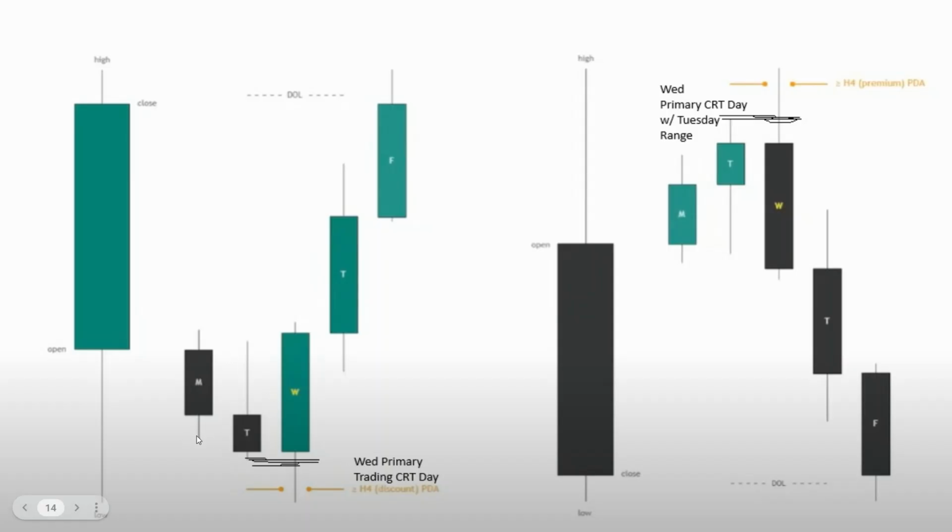Wednesday ideally sweeps below Monday and below Tuesday and closes above them, okay, for a long. So Wednesday is the primary day. It should take out anyone who went long here.